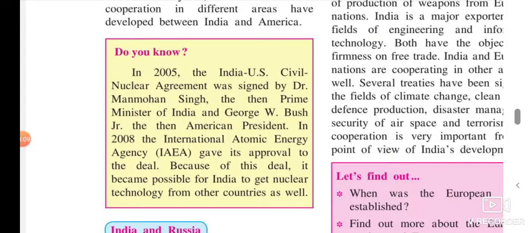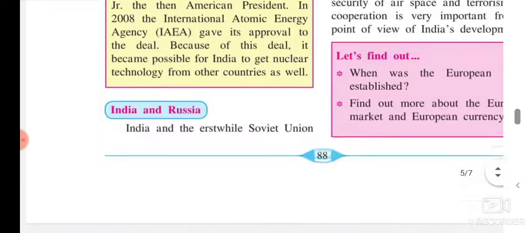Do you know, in 2005 the India-US Civil Nuclear Agreement was signed by Dr. Manmohan Singh, the then Prime Minister of India, and George W. Bush Jr., the then American President. In 2018, the International Atomic Energy Agency gave its approval to the deal. Because of this deal, it became possible for India to get nuclear technology from other countries as well.